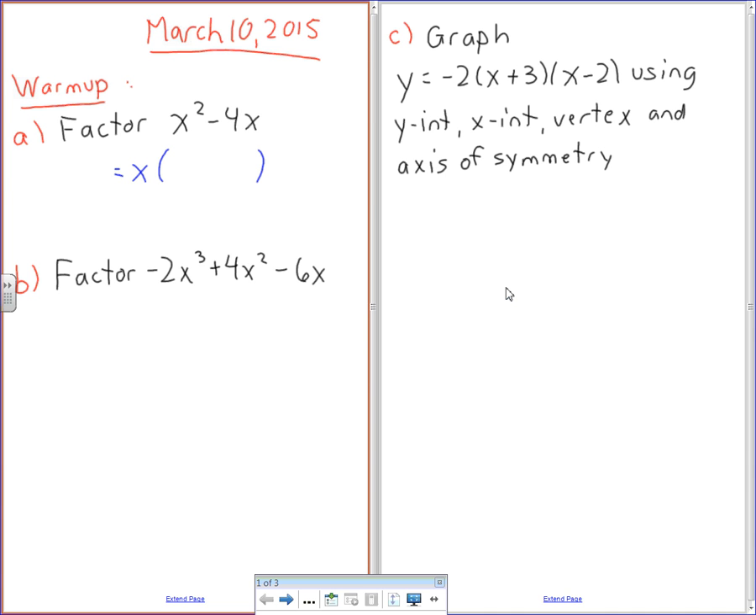Okay, so x times what gives you x squared? x times x is x squared. Wonderful. And then x times what gives you negative 4x? Negative 4. And that's all there is to factoring. So factoring is breaking an expression into two things multiplied together. That's what it is, okay? And for quadratics, it's very, very important.